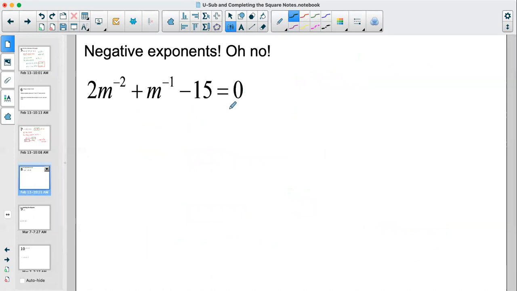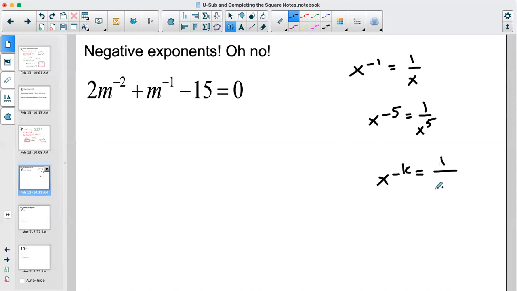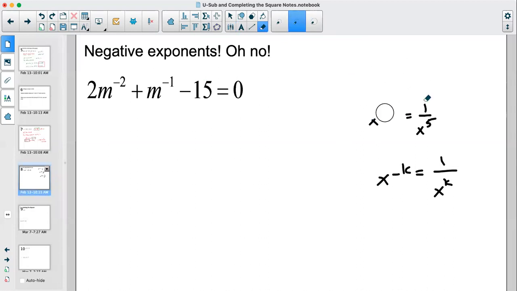So negative exponents, quick reminder, x to the negative 1, that means that's equal to 1 over x. And x to the negative 5 is equal to 1 over x to the 5th. That's how negative exponents work. It means you do 1 over the reciprocal of the thing, and then you make the power positive. x to the negative k is 1 over x to the positive k. It doesn't matter what this number is, any numbers like that. So that's just so we remember what's happening here.